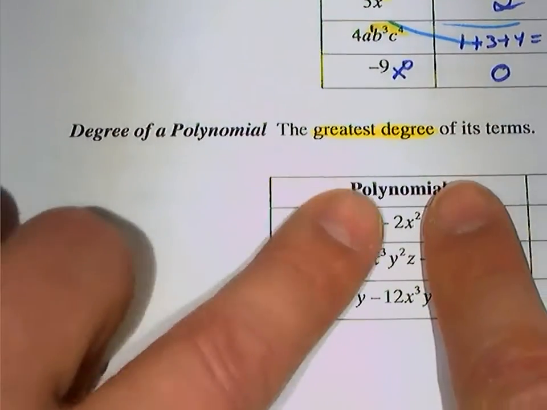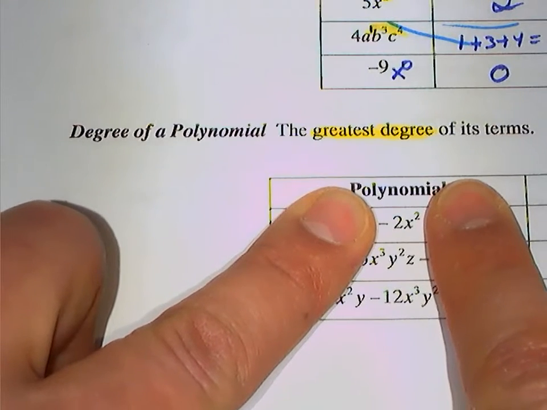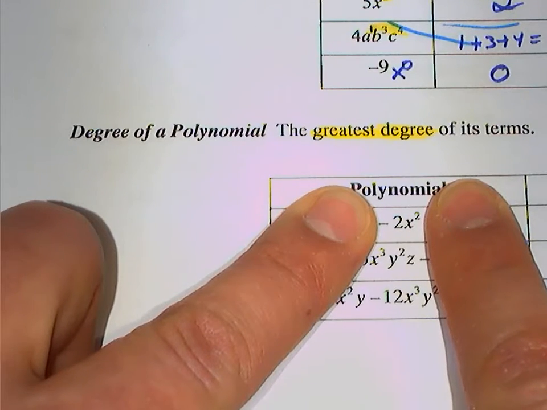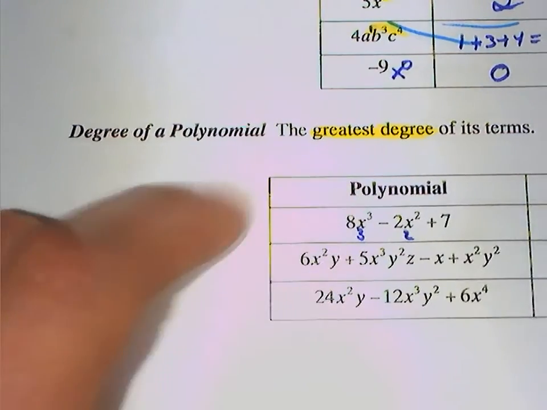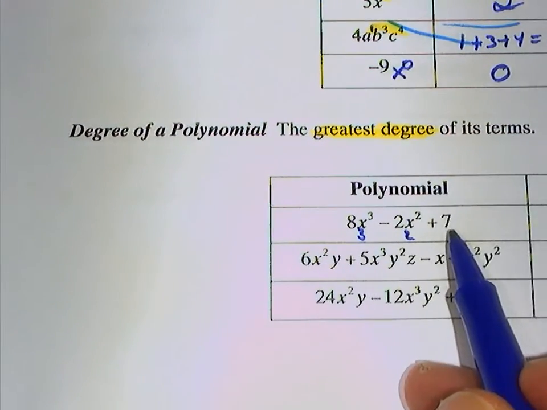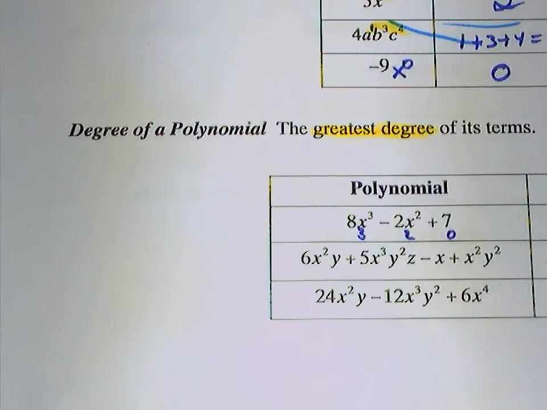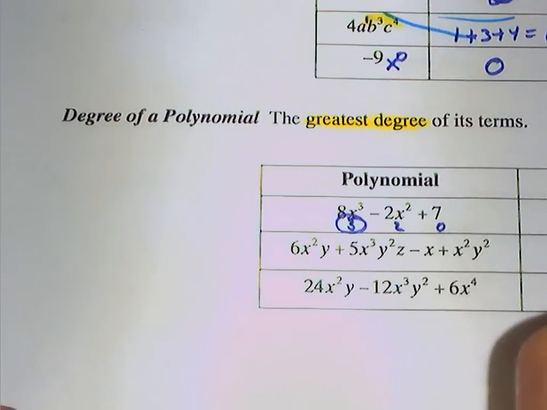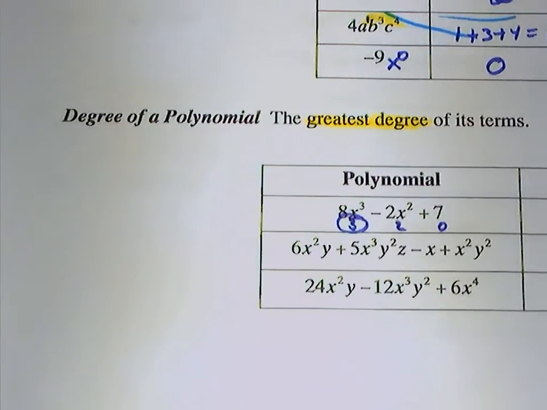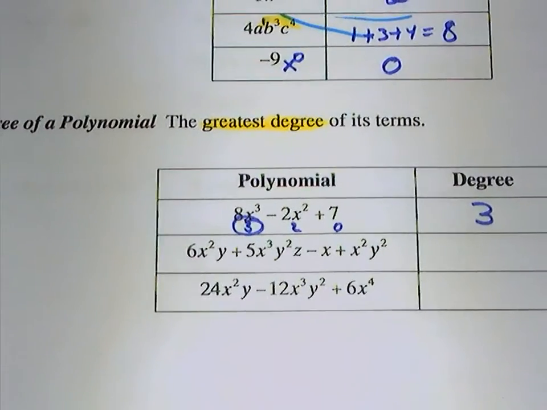Then I look at the middle guy. What's the degree of negative 2x squared? 2. Audrey's giving me the peace sign. And then what's the degree of the last guy? 0. Now, if I want the degree of the actual polynomial, I look at the largest one. So my largest one is this guy, 3. So final answer, the degree is 3.